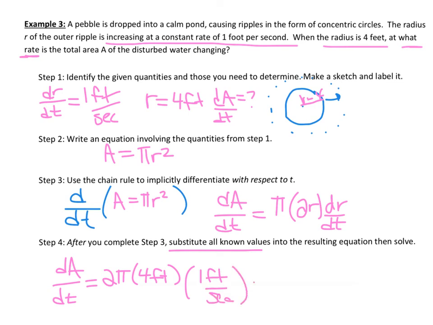If I multiply that all out, I get 8 pi. And make sure that you get your units. It's going to be in feet squared, which is fine. We want our area to be in square feet per second. And that's my answer for that one. Don't forget those units. That's a really important part of it. Usually you will be asked to write what the units are.